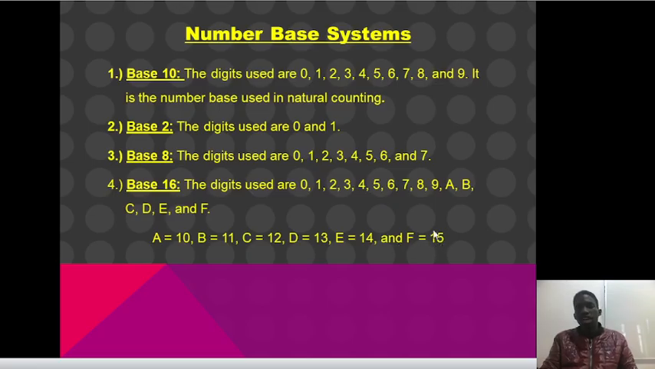You notice again that the highest digit available is 15. That's 16 minus 1, 15. So base 16 has 0 to 15, but then 10 to 15 are represented by letters of the alphabet: A, B, C, D, E, and F. So that's very important as well.